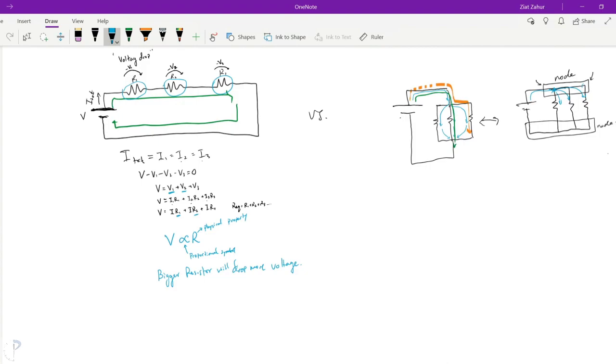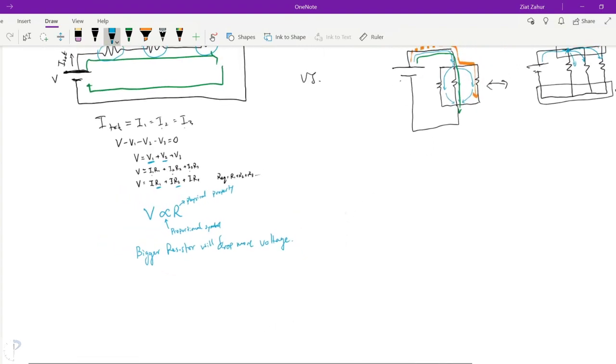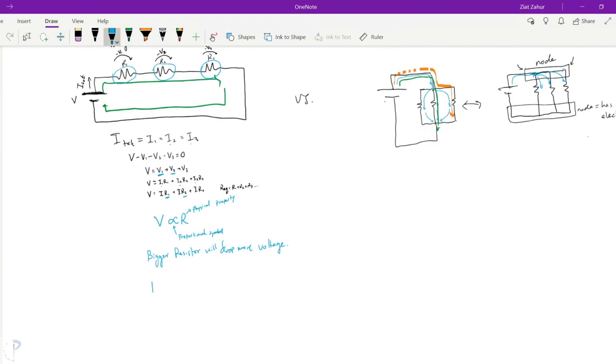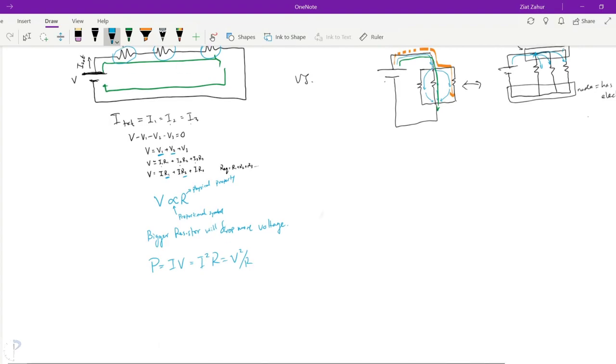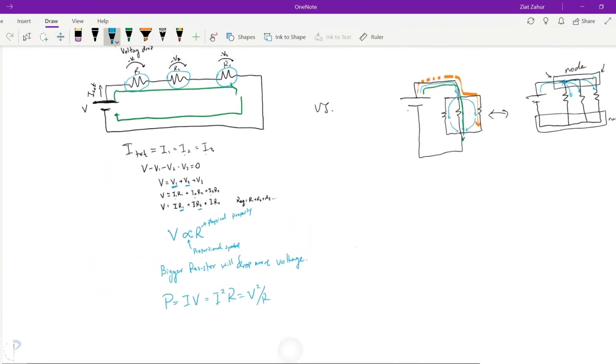When you go to Home Depot or something and you try to buy light bulbs, you get all sorts of light bulbs. And they draw different amounts of power. And the power is directly related to the brightness. Right. Now power has many equations: IV, I squared R, V squared over R. And you want to use the equation that is suitable for your circuit, right?